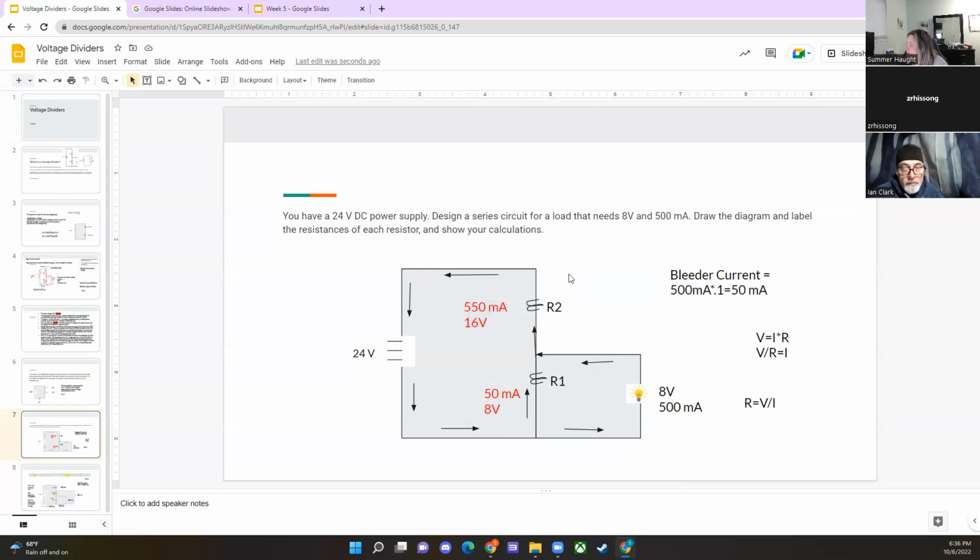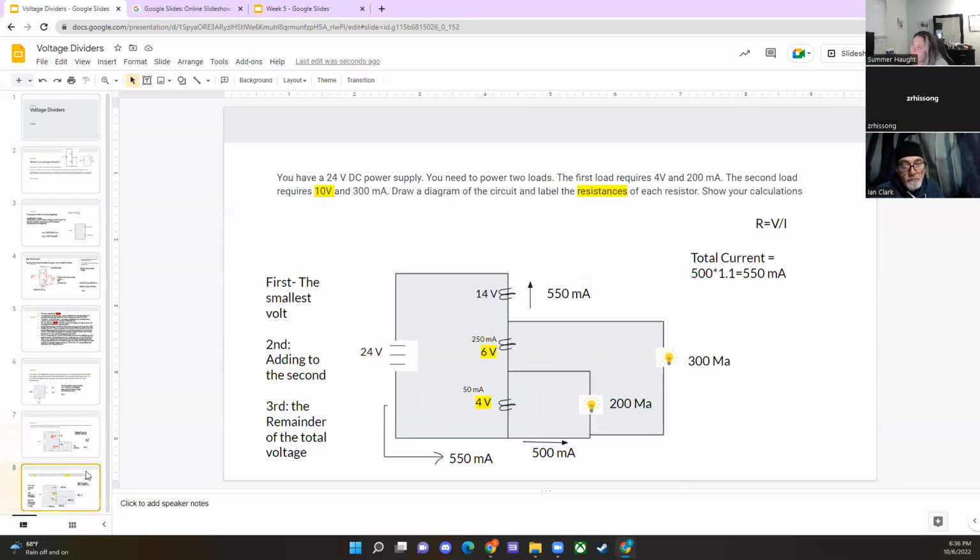Okay, I'm just going to pause because I guess I'm going through this quicker than I thought. Is this bleeder current, when you only have one load, pretty straightforward? Yeah, I think it's pretty straightforward. Okay, perfect. Then I'll move on to the more difficult one, but I talk fast, so stop me if I go too quickly.